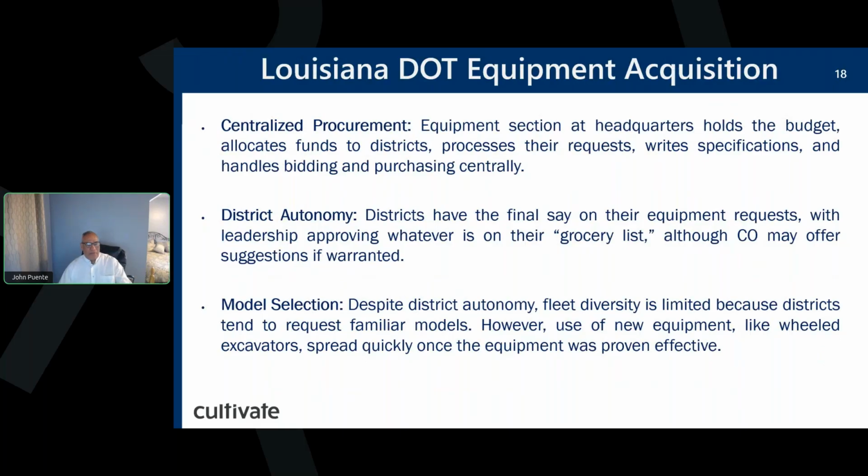All right, let's talk about how they're actually set up to buy equipment. Louisiana has a centralized procurement model where headquarters actually holds the budget. They allocate the funds, and then they process the district equipment requests. What this means, though, is that the districts have the final say on what to purchase, and that includes the guidance from and handling of the contracts that actually comes from central office. So central office, while they can give recommendations, has kind of a hands-off approach, and the districts are able to choose what equipment types they need and the sizes they need based off of their experience within their own areas.